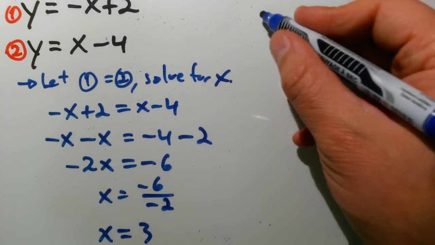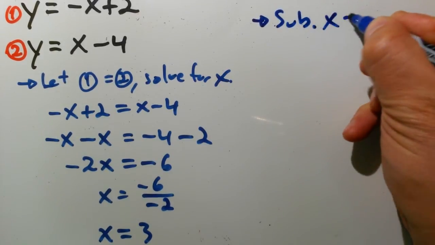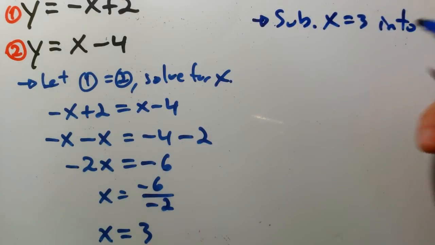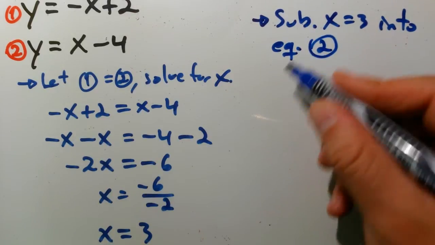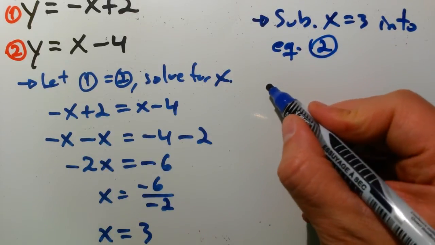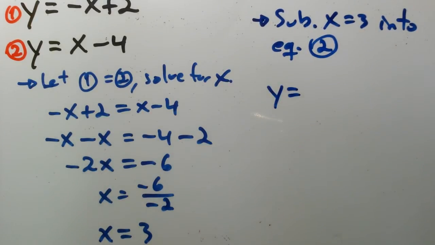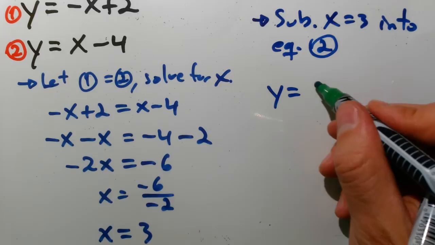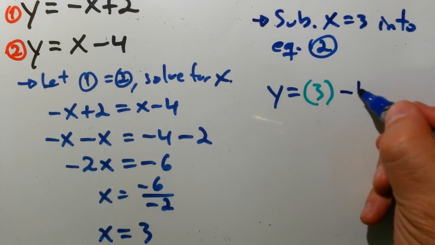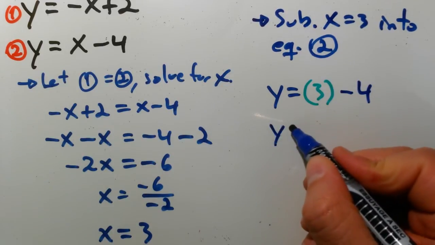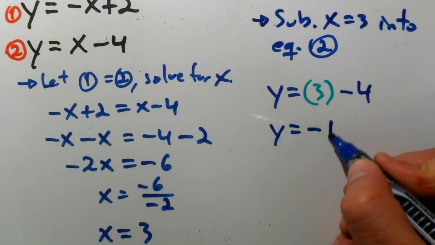Let's describe this for a second. We're going to substitute x equals 3 into equation 2. Equation 2 happens to be y equals x minus 4, so we're going to have 3 instead of the x, minus 4, and 3 minus 4 gives us minus 1.